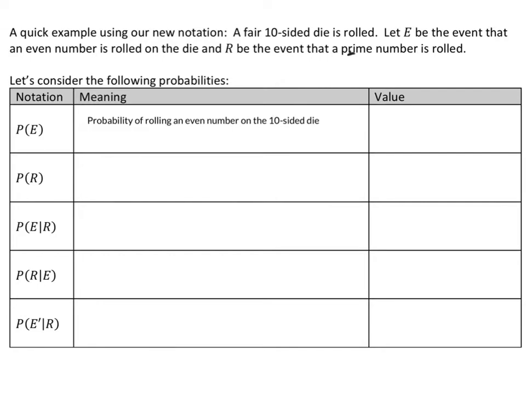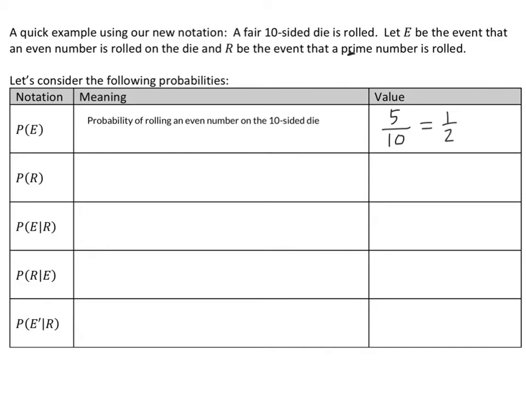Well, the value of this thing, if we think about rolling a 10-sided die, it means we have the numbers 1 through 10, so there are 10 possibilities. Of those 10 possibilities, 5 of them are even, and so we wind up getting that P of E is 5/10, which we could simplify to 1/2. P of R should also be really simple.